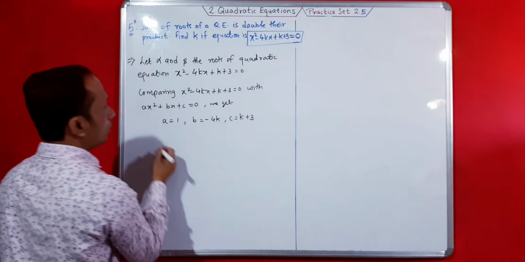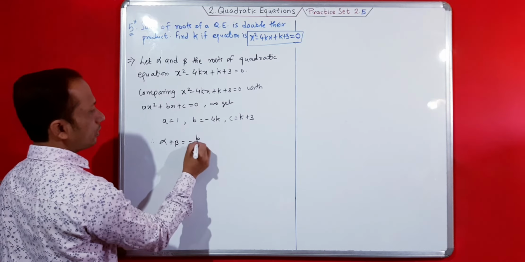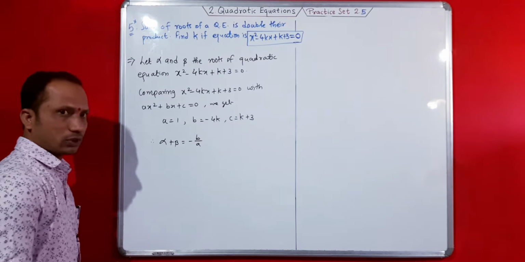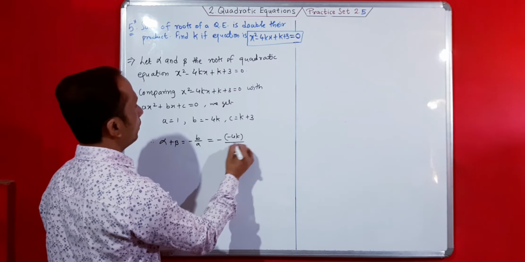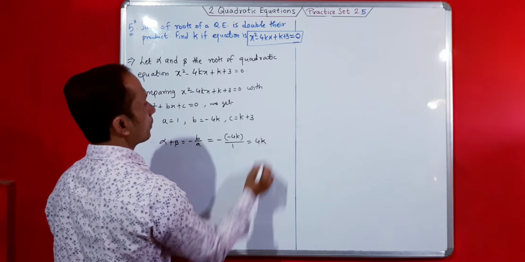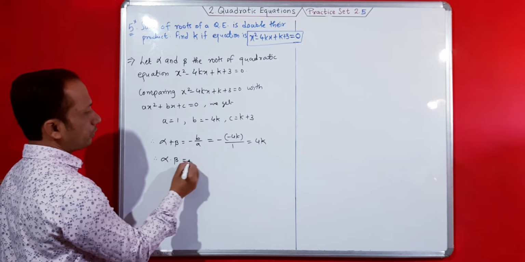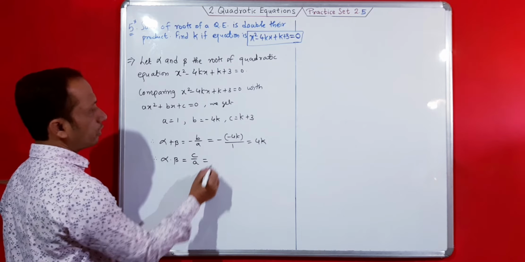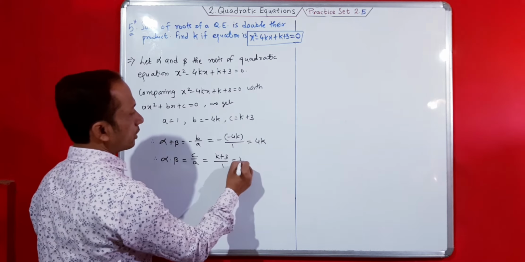Therefore you know that alpha plus beta is equal to minus b upon a. This is the formula, so use it. Minus, this is minus 4k upon a, which is 1, so it is 4k. Then the second thing, alpha into beta, you know that this is the product, c upon a. We have to use this: k plus 3 upon 1, so it is k plus 3.